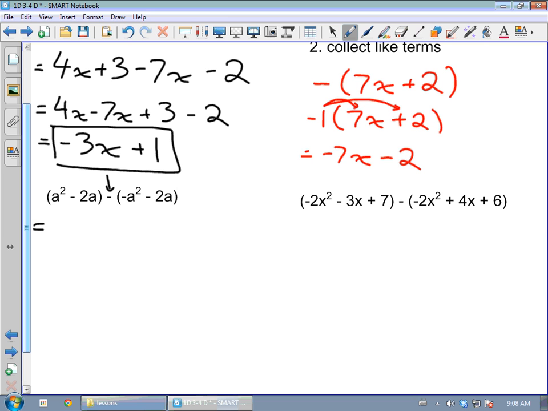So I'm going to keep my first bracket the same. a squared minus 2a, that just stays. a squared minus 2a. I've just gotten rid of those brackets.